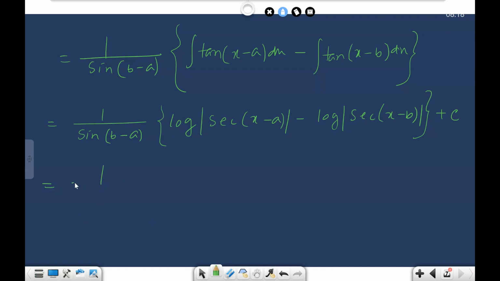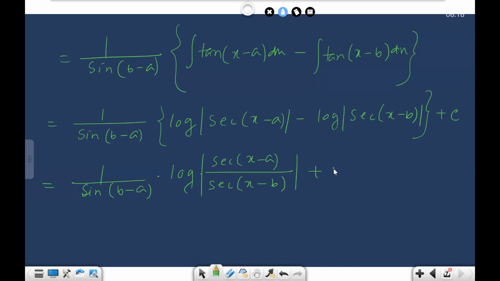is equal to 1 by sine b minus a, which is already there, and you can combine these two logarithms as modulus of sec of x minus a divided by sec of x minus b. So you may leave the answer here, and that is your solution.